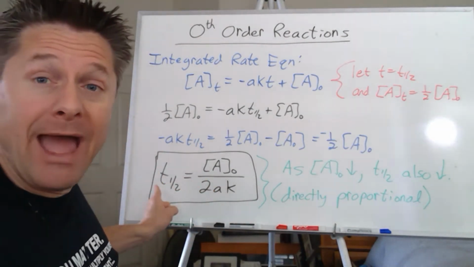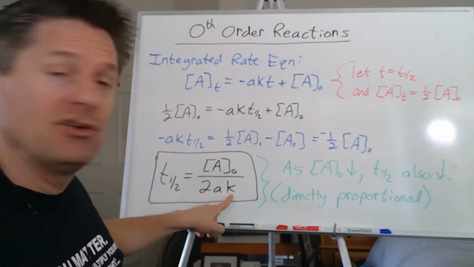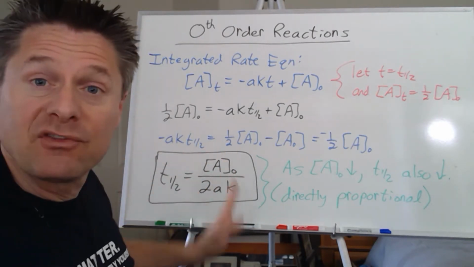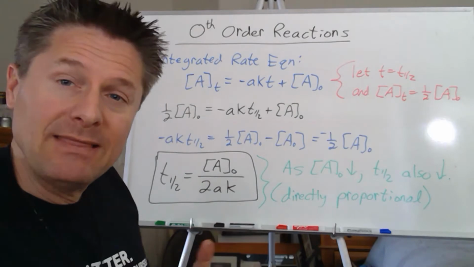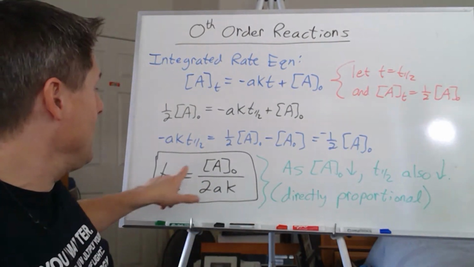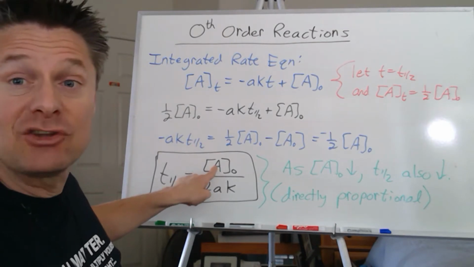So now if you know the half-life and the initial concentration, you can calculate the rate constant. Or if you know this and that, you can calculate that. You've got those three variables that are in there. But the main thing I want you to look at in order to determine reaction order is that T1/2 and the concentration initially are proportional.